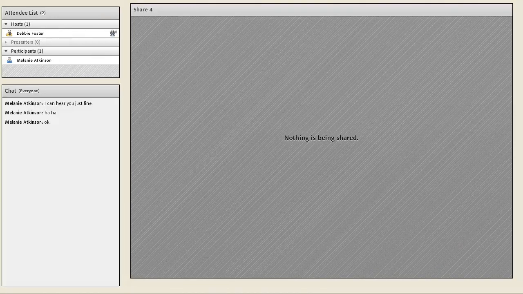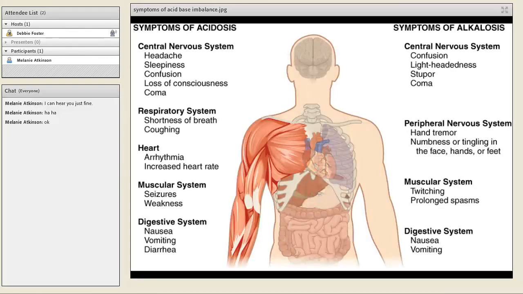Okay, so this patient has been experiencing nausea for several days, and you notice that she's shaky, lightheaded, and kind of confused. Based on what we saw before, let's go back to this. If she's shaky, confused, nauseated, especially the shakiness, she's probably in some type of alkalosis situation.